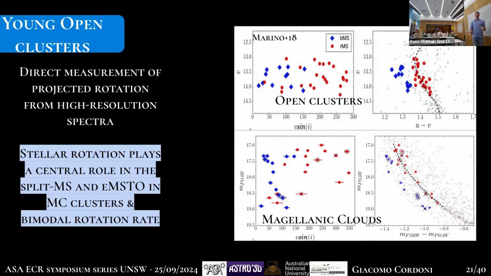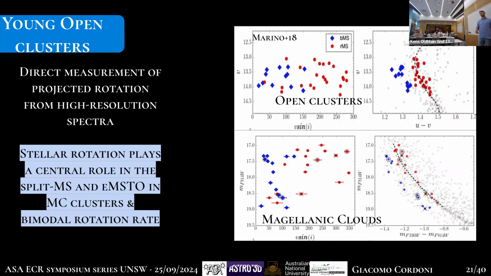So what is the conclusion of this? The conclusion is that, first of all, stellar rotation is again the main driver, and that Magellanic Cloud clusters and open clusters behave in a very similar way. They both have an extended main sequence turnoff, which can be explained by stellar rotation.